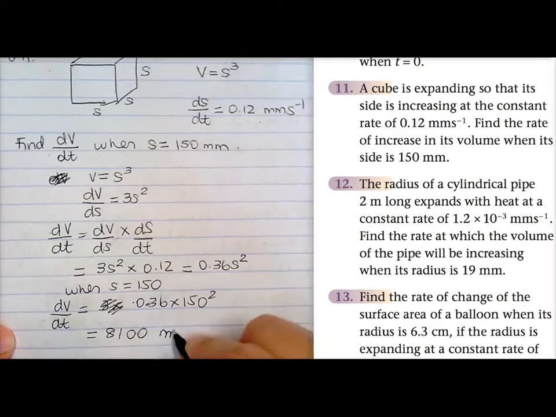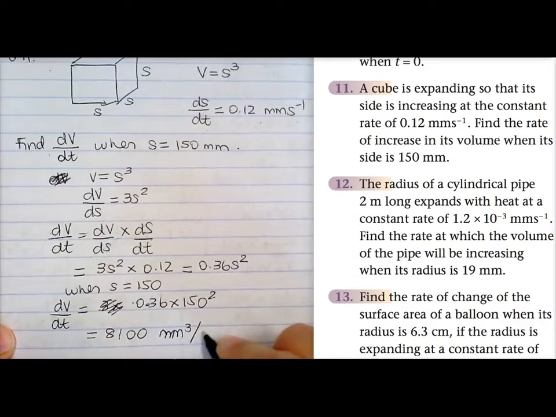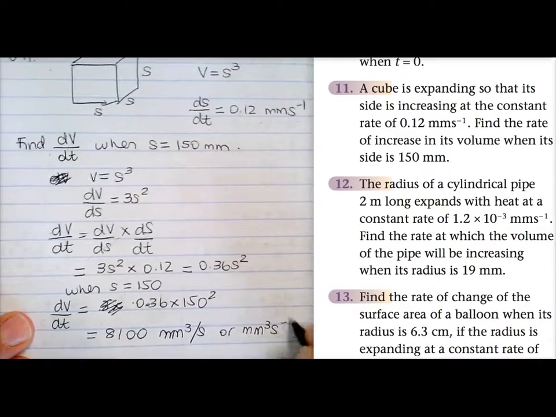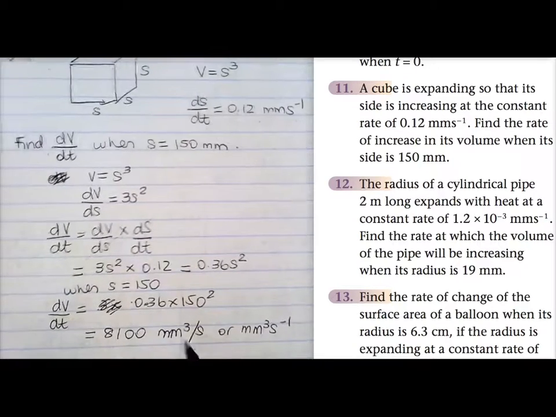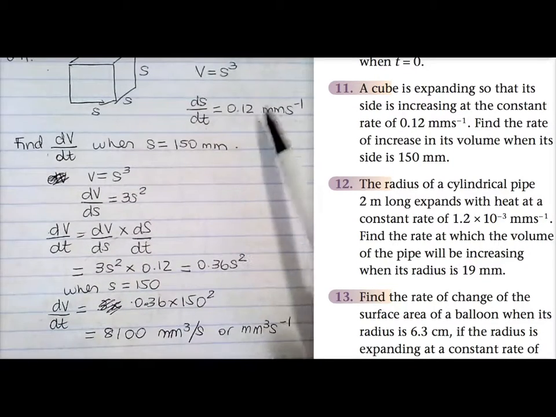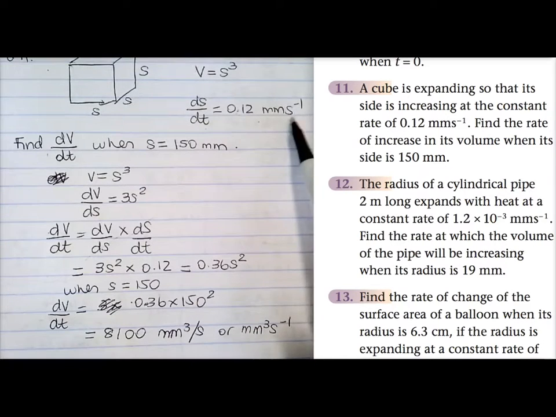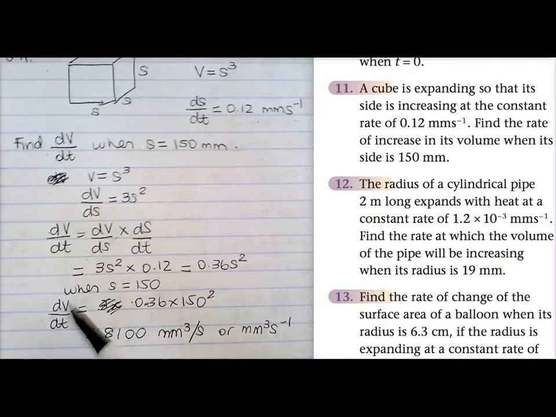Volume will be millimetres cubed per second. So you either write it as millimetres cubed per second or millimetres cubed second to the minus 1. That's how you write your units. Volume's units are millimetres cubed. Divide by time is divide by seconds because we were told that these units up here were per second. So therefore this is per second. dV dt, volume units, divide by time units. All right? Next question.